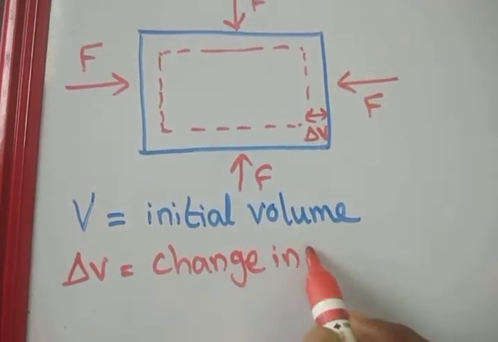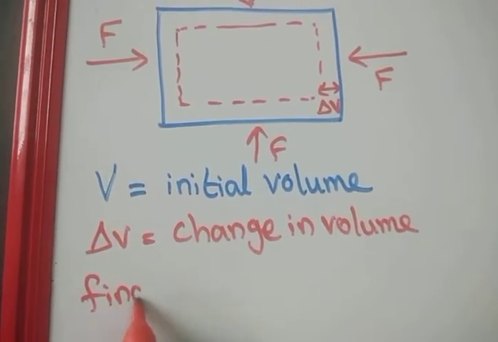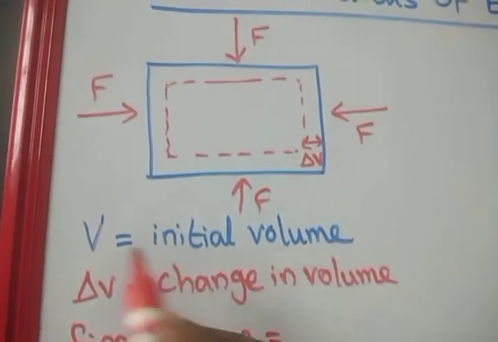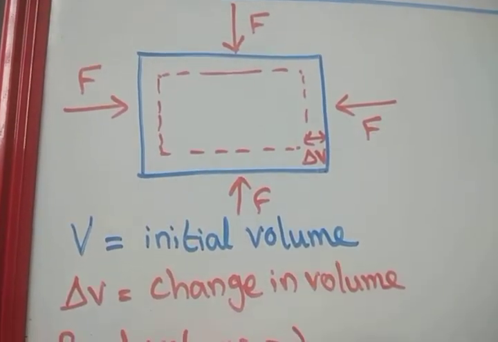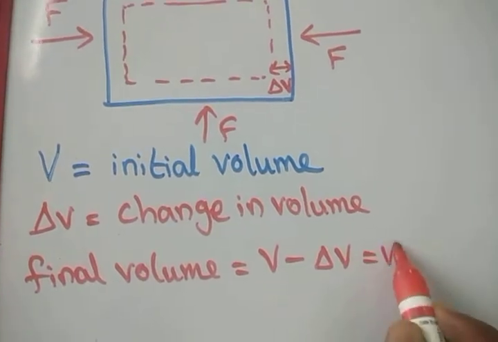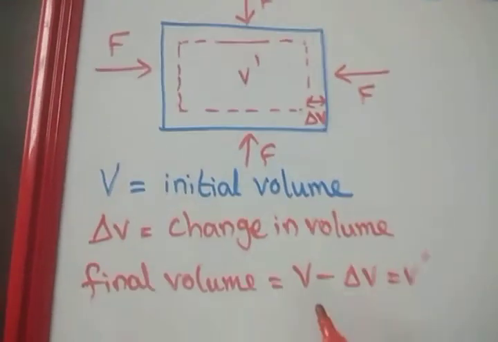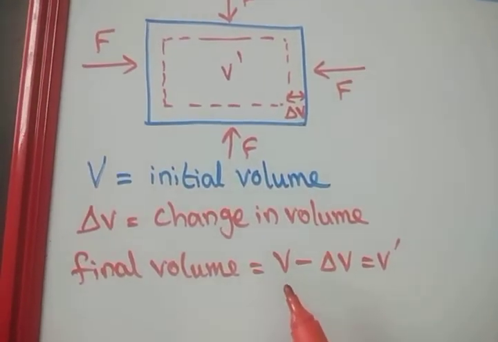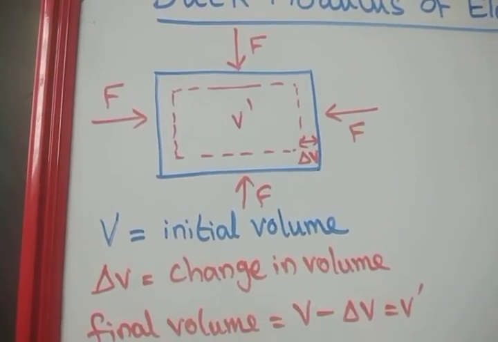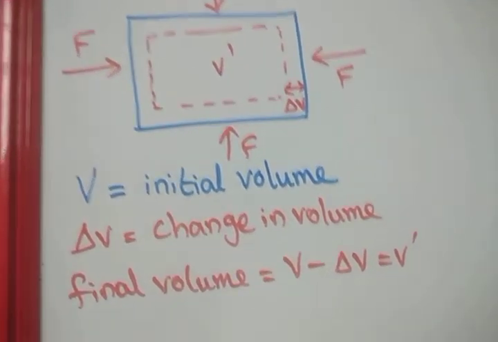So what is the final volume? Can you guess? The final volume is the original volume minus the change in volume, a new volume V dash. So the original volume is V and the final volume is V dash. V dash minus V is equal to delta V, that is the change in volume. Don't confuse: the original, initial volume is V.